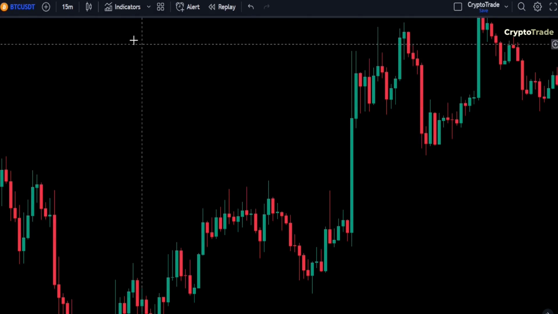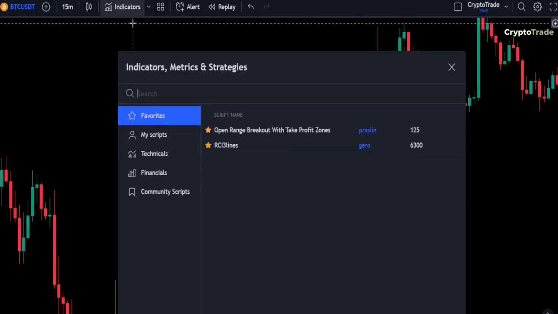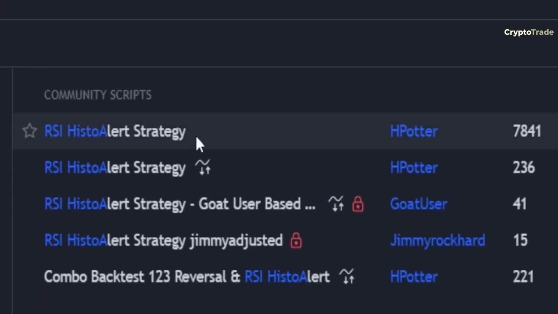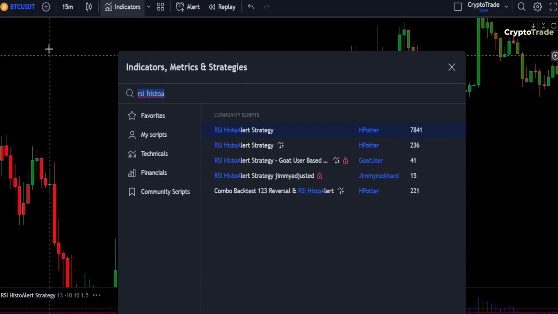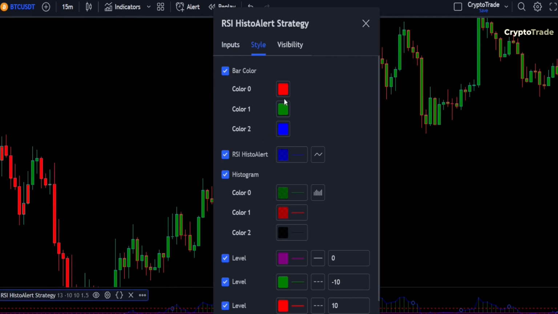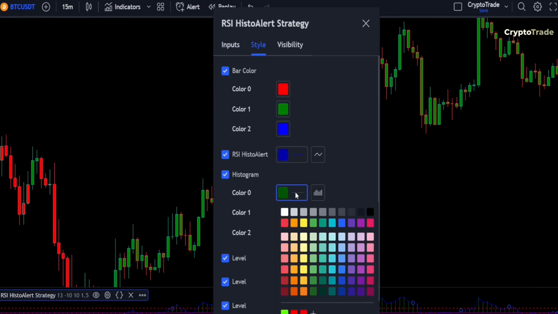To add the first indicator to the chart, open the indicator search bar in Tradingview and type RSI HISTOALERT STRATEGY. Select the indicator as shown in the video. Click on Settings and in Style tab set histogram colors opacity to 100%. Increase the thickness of the lines too.